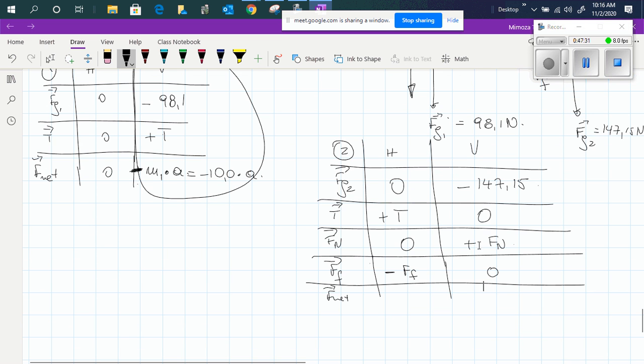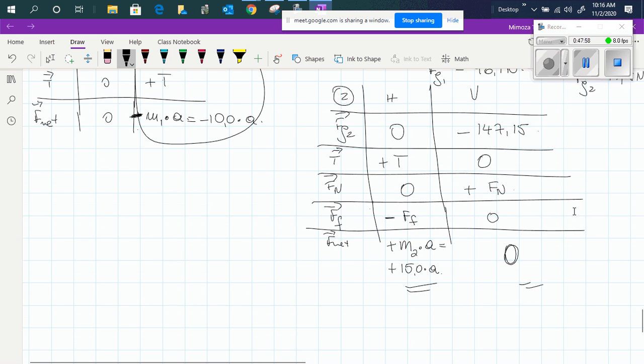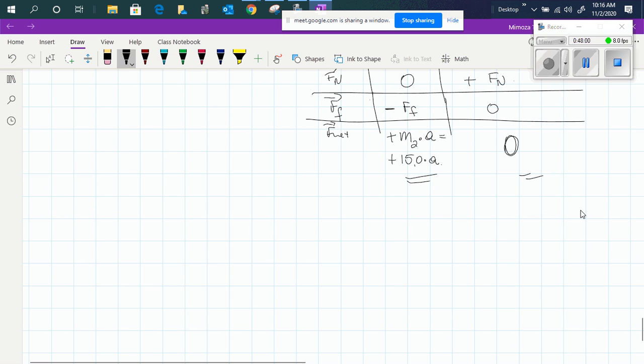Now the object is moving in the horizontal direction, so it will be positive m2 times acceleration, or positive mass 2, which was 15, times acceleration, and it's not moving in the vertical, so we have equals to 0. So in this case, we will use both the horizontal and the vertical relations. So let's write all the equations that we have here.